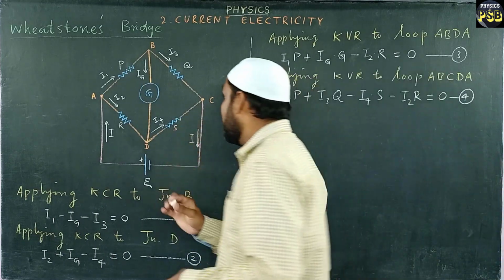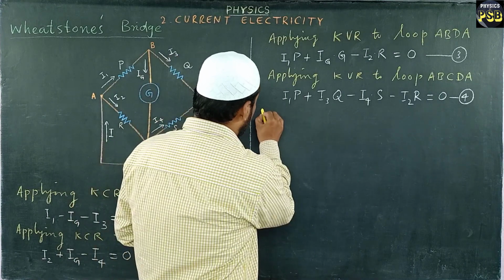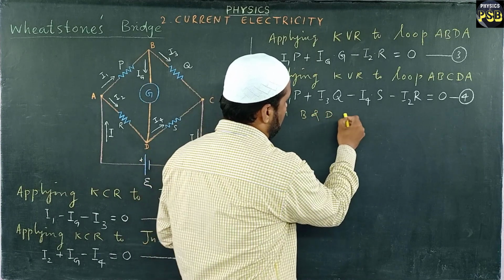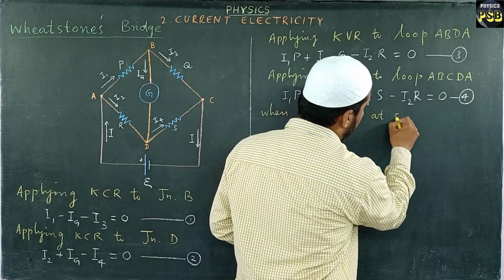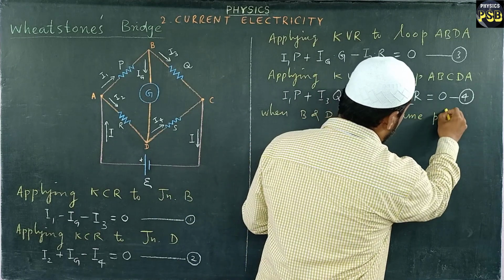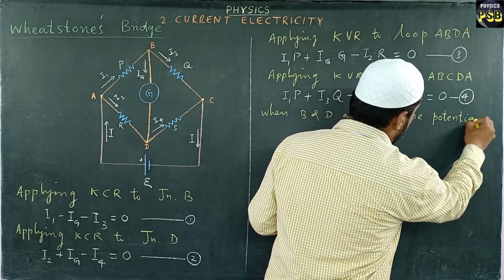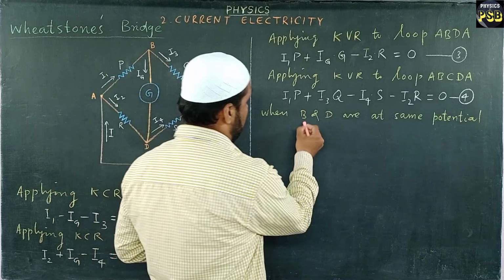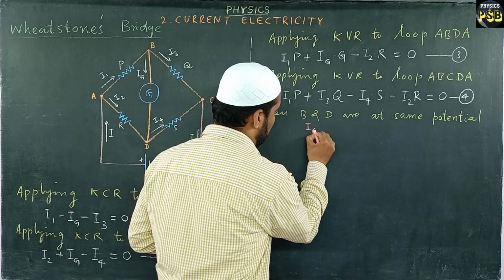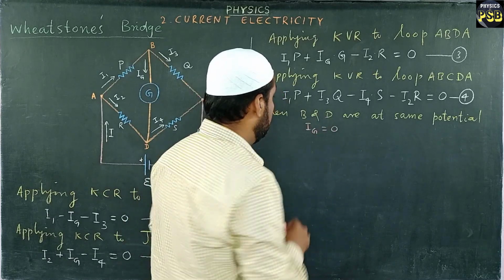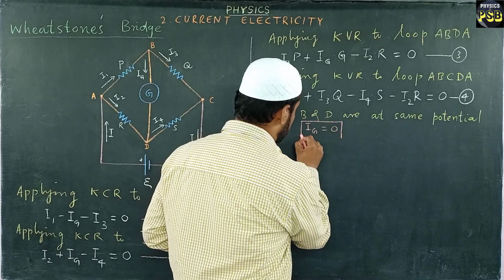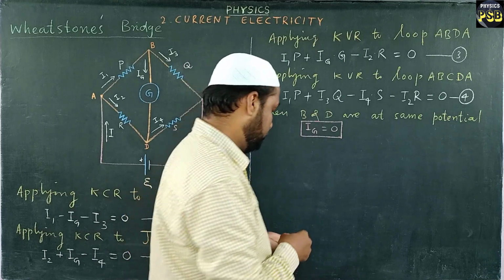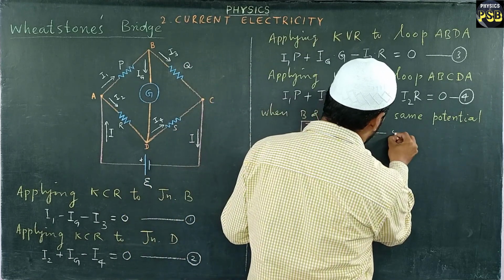So when B and D are at the same potential, the current through the galvanometer is 0. Ig is taken as 0. Now I box this. This is the condition for null deflection. I take this as equation number 5.